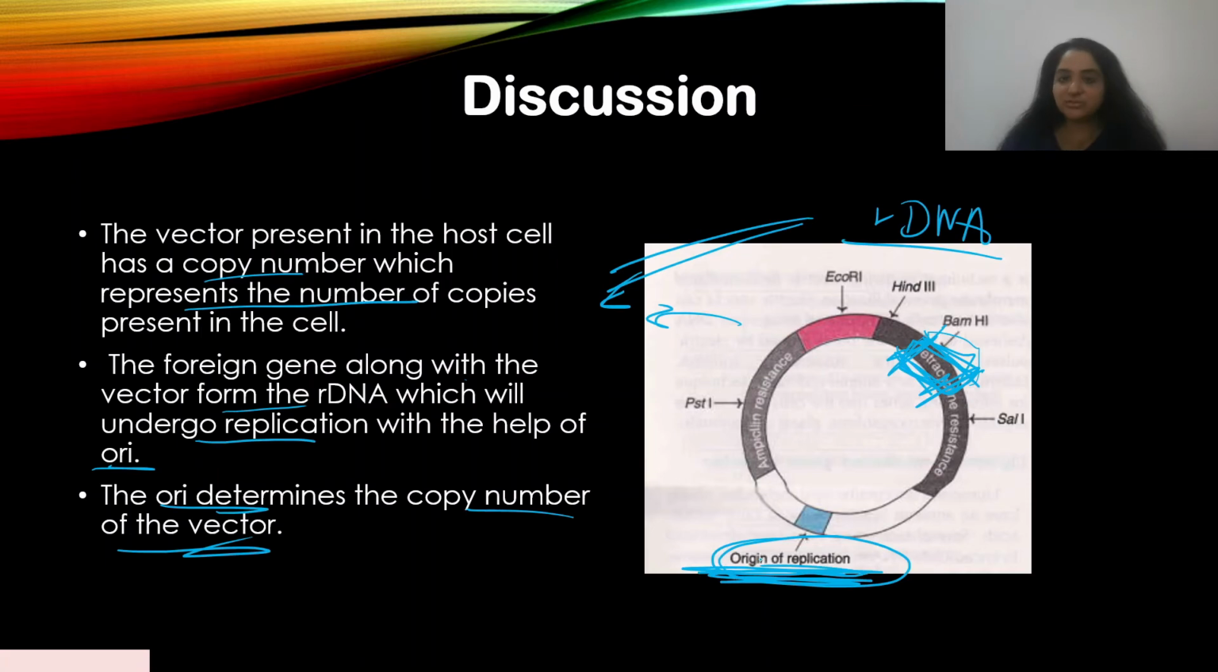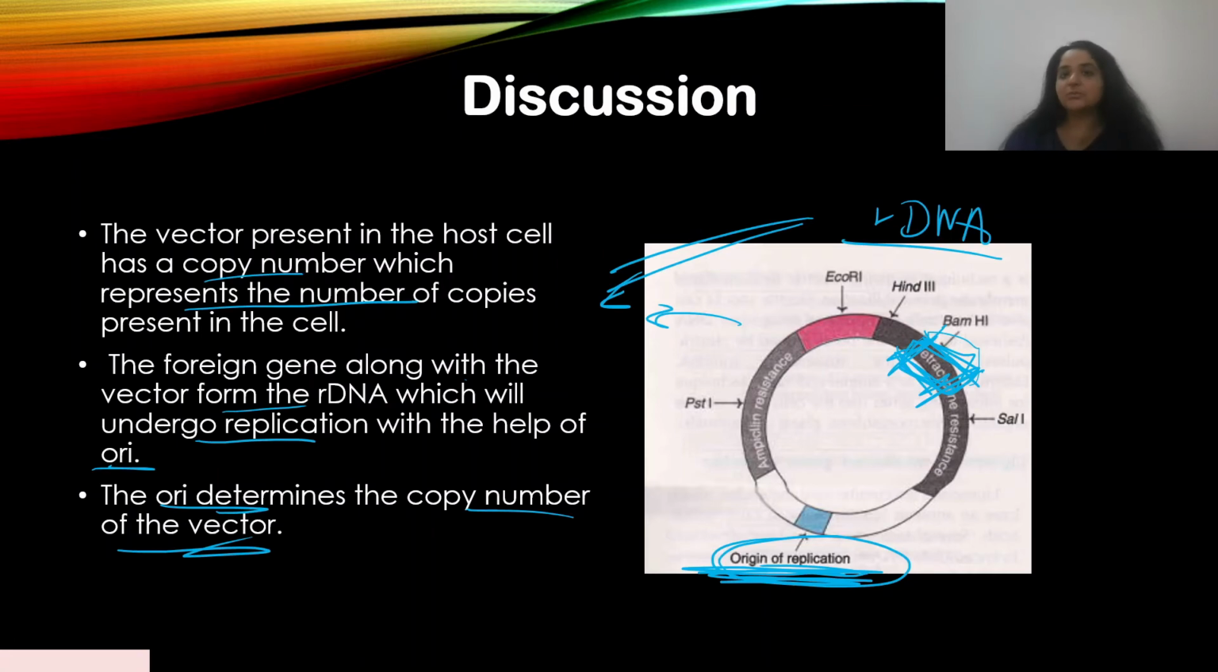Now we are not going into the details of how it is regulated, we're not going into the genetics of that, but just understand that the origin of replication has the ability to control the number of copies that the plasmid can be replicated into. Sometimes there are instances where we don't want so many copies, or there are instances where we want many copies.